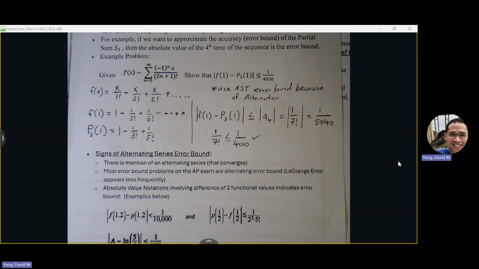So, signs of alternating series error bounds. There is a mention of an alternating series that converges. Most error-bound problems on AP exams are alternating series error bound. Lagrange error bound appears less frequently. So a lot of times you may go through the entire AP exam and not see Lagrange error bound. But if that's the case, then you're guaranteed to see alternating series error bound. One of those two will show up. It's possible both show up, but you're guaranteed to have at least one, and the chances are greater that your alternating series error bound is going to be the one that shows up.